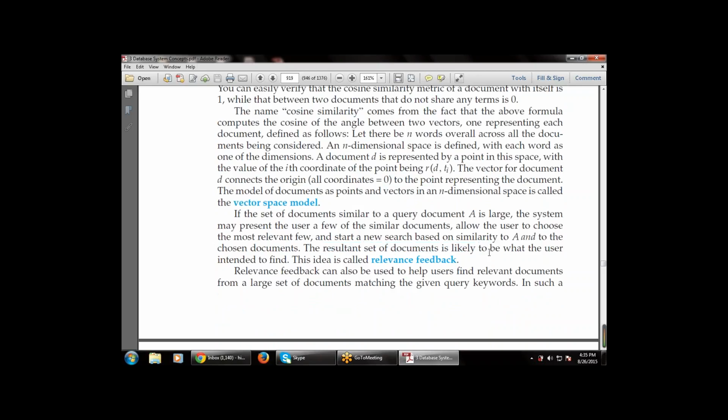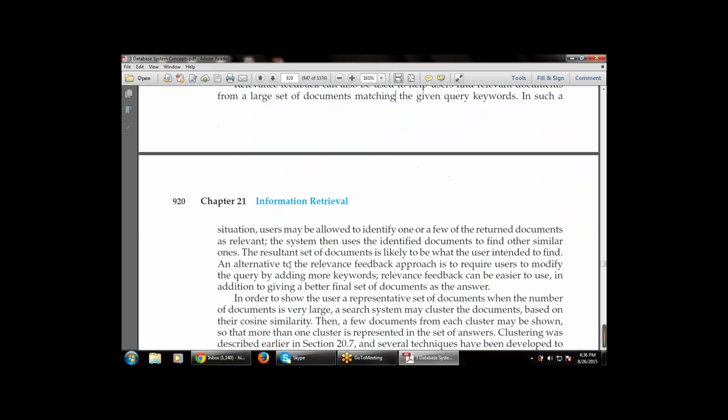The resulting set of documents is likely to be what the user is intending to find, and this idea is known as relevance feedback. Relevance feedback can also be used to help users find relevant documents from a large set of documents matching the given query keywords. In such a scenario, the user may be allowed to identify one or a few of the returned documents as relevant documents.